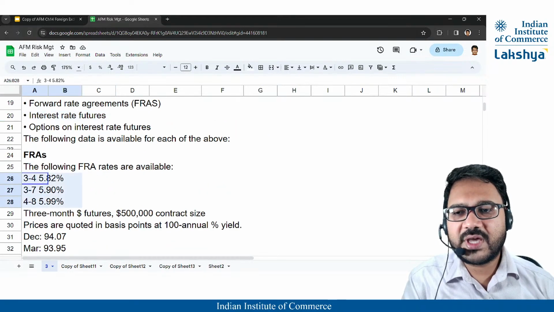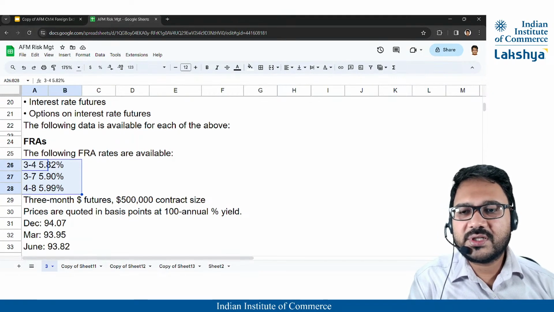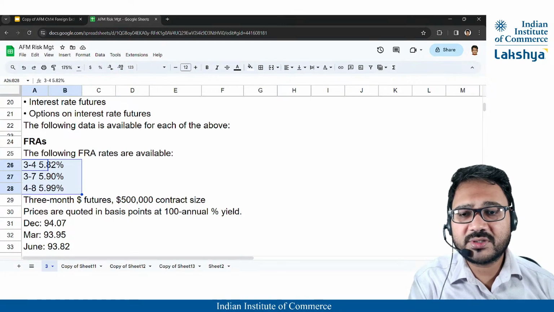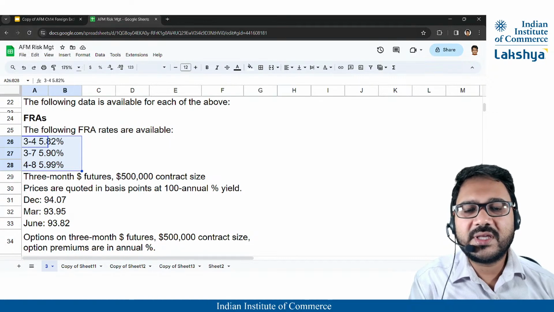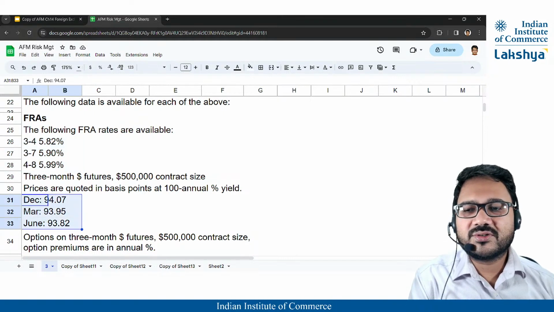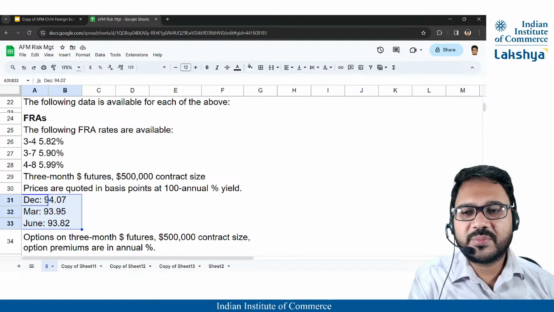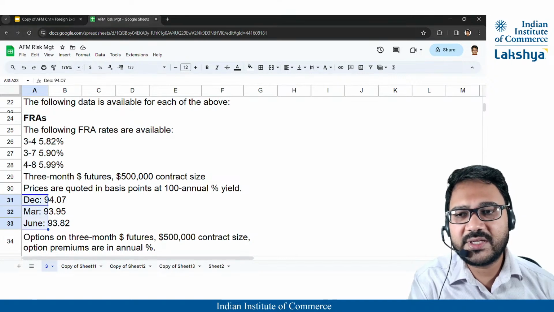So for FRA, we have three types of FRAs available. Then we have a 3-month futures contract, $500,000 contract size. The prices are quoted as 100 minus the annual percentage yield. That's how prices are typically expressed. So you have for 3 months the futures prices, or rather, you could say these are three different expiries. So these are three different contracts.